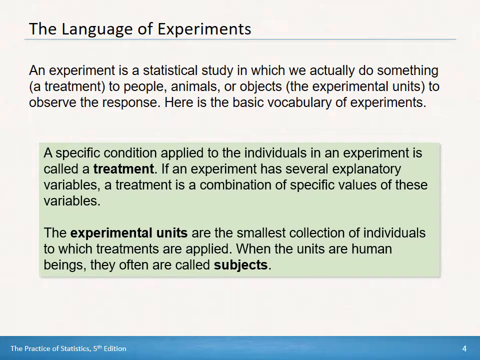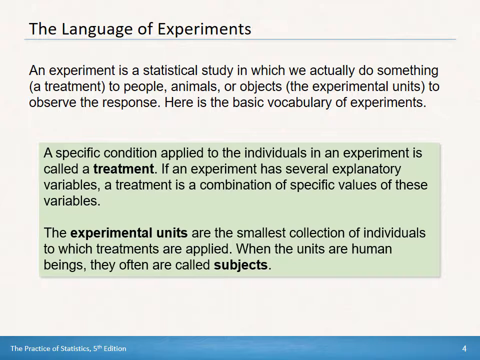Okay, experimental units are the smallest collection of individuals in which the treatments are applied. So your experimental unit is the smallest component. If I'm looking at how dog food affects dogs' coats, then each individual dog is an experimental unit.